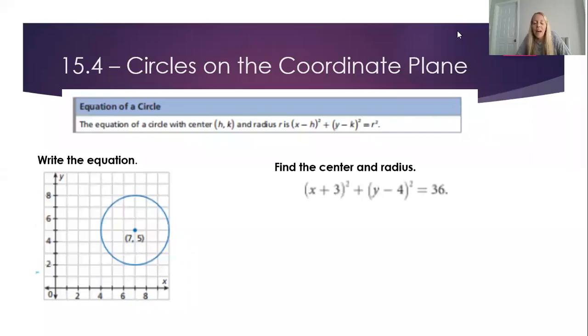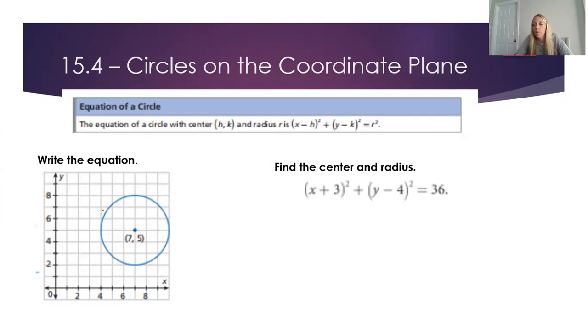Hello, you guys. For the last section of Module 15, we're going to be talking about circles on the coordinate plane. Now, remember, the coordinate plane is exactly what you see below right here. It's where we graph. Okay, and so how do you graph a circle?